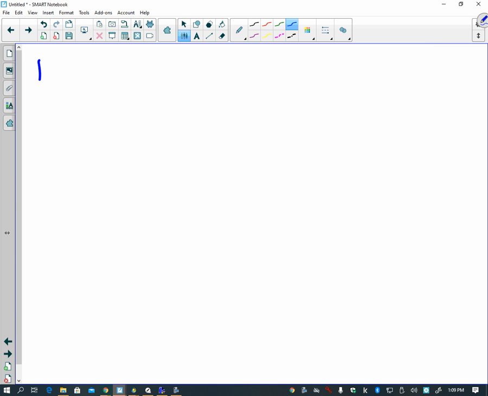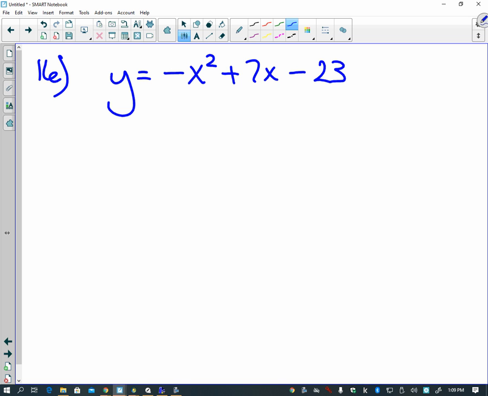16. 16. I want you to tell whether the graph of a quadratic function opens up or down and to explain. All right, so if I have something like y equals negative x squared plus 7x minus 23, does that graph open up or down?